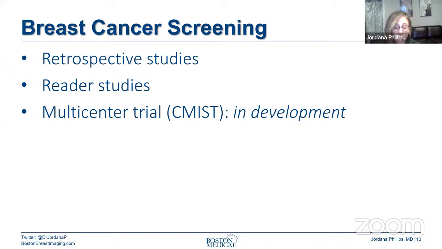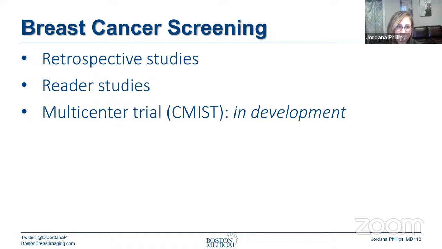Certainly it has not been FDA approved for this indication. So let's talk about the data. We have retrospective studies, reader studies, and then there's CMIS, which is really excellent. CMIS is happening now, but there are some retrospective and reader studies that are out.